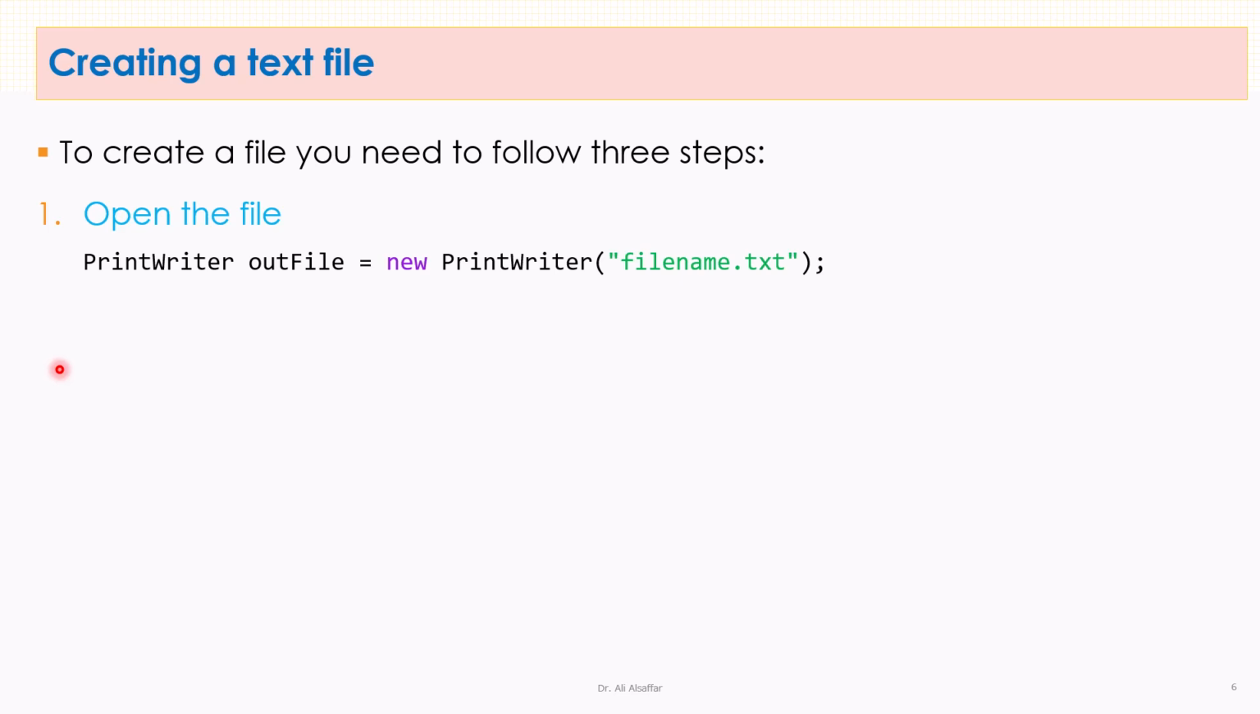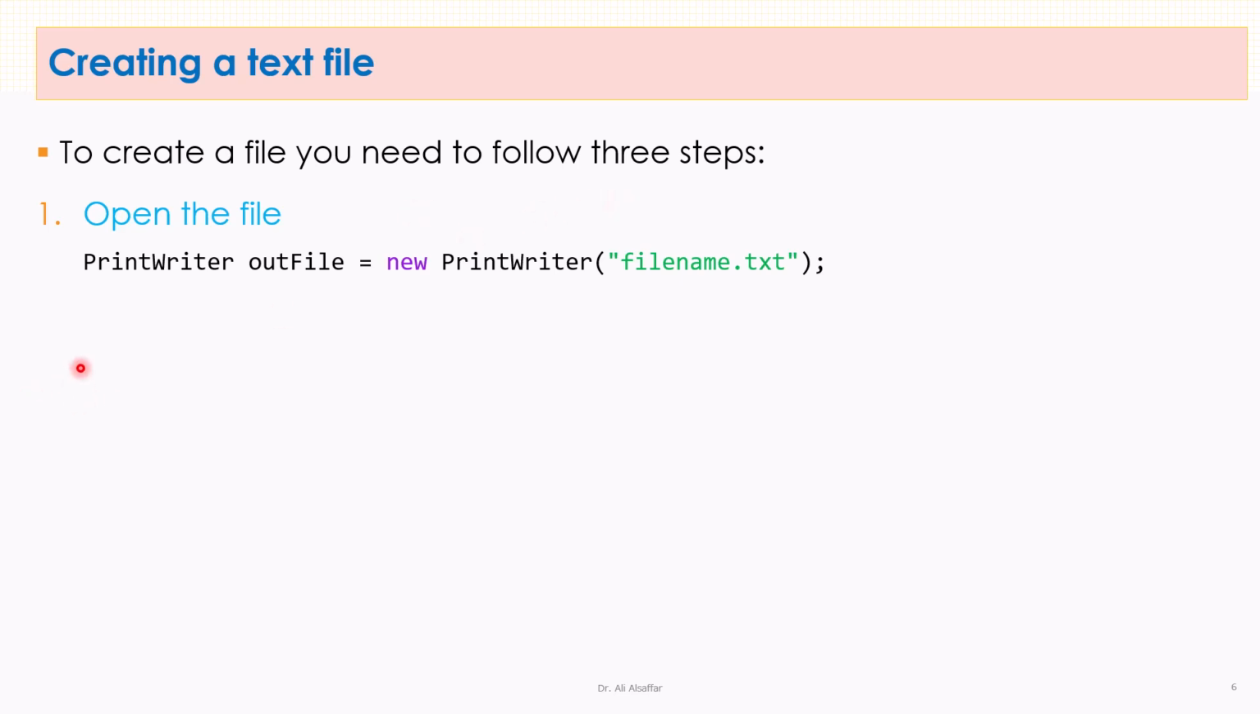So let us start. When we say creating a file, it means opening the file for writing. So we have two cases: either the file exists or the file does not exist. If the file exists, then it will be deleted and made empty and ready for writing. And if it does not exist, then it will be created and opened for writing. So to create a file, you need to follow 3 steps.